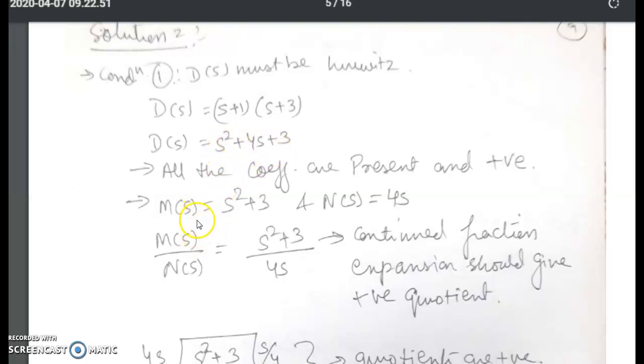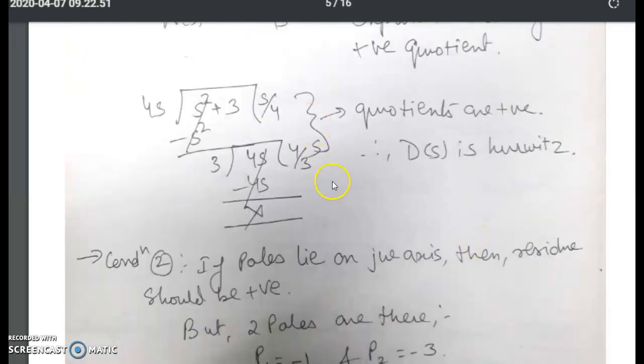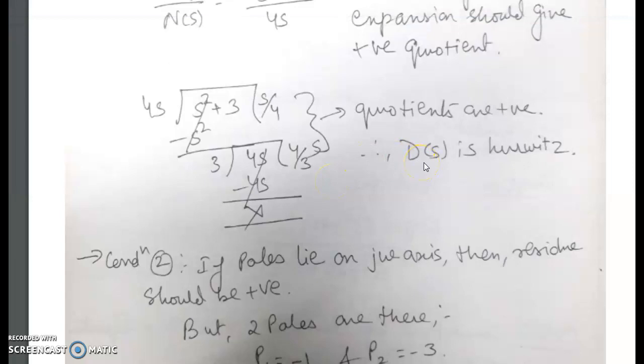Condition 3: odd upon even or even upon odd, depending upon whose order is higher. Here in this case, the even term is equal to s square plus 3 and the odd is equal to 4s. Because the power of this even term is more than the odd, we will expand M(s) upon N(s). When we expand it using continued fraction, we see that both the quotients are positive. Because both the quotients are positive, that means D(s) is a Hurwitz polynomial.